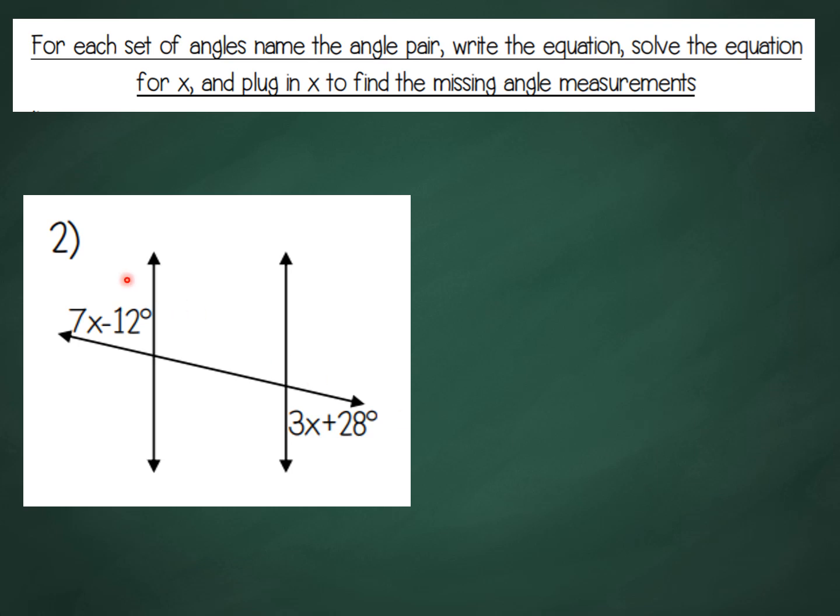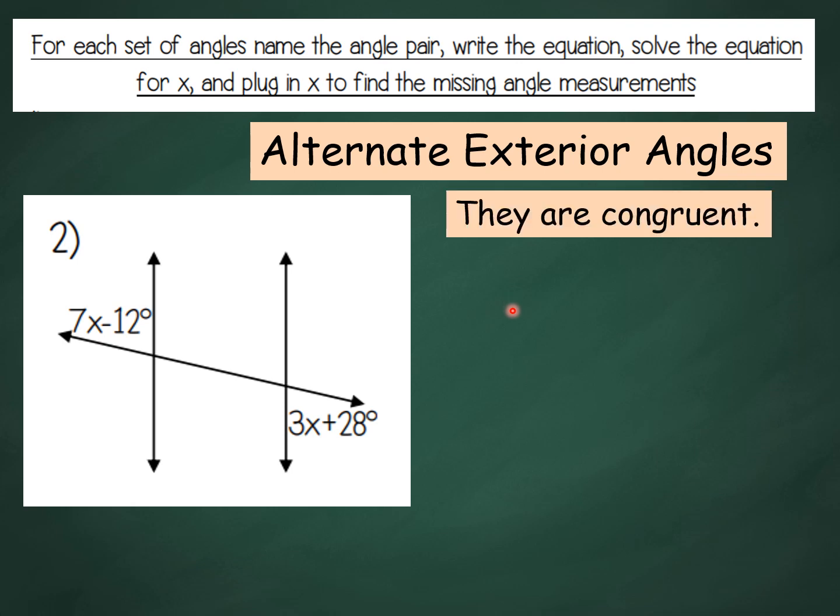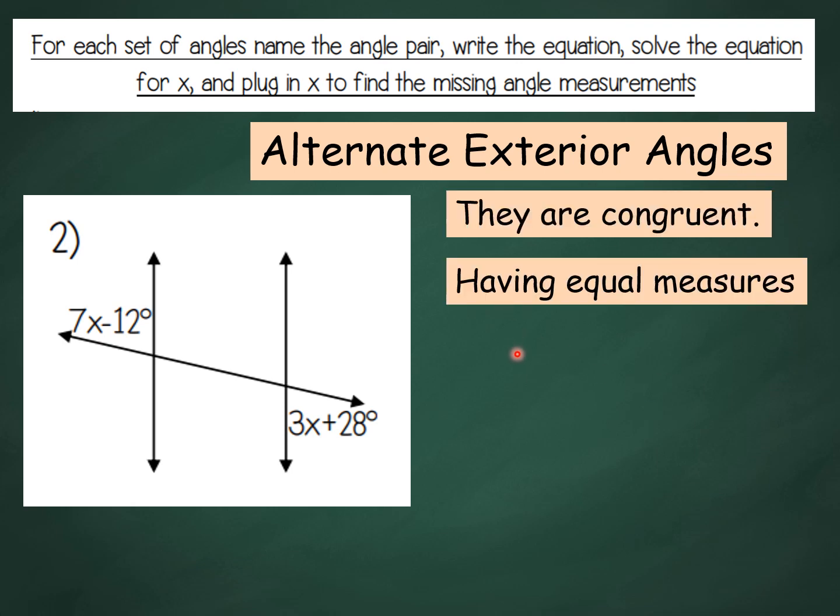Para naman sa pangalawang example natin, ayan, so meron tayong 7x minus 12 degrees, 3x plus 28 degrees. At kung mapapansin niyo, they are on opposite sides of the transversal. Ayan. At pareho po silang exterior angles. So, sa madaling sabi, ang angle pair po nila, yung tinatawag nating alternate exterior angles. And alternate exterior angles are congruent. So, ibig sabihin, they have equal measurements.